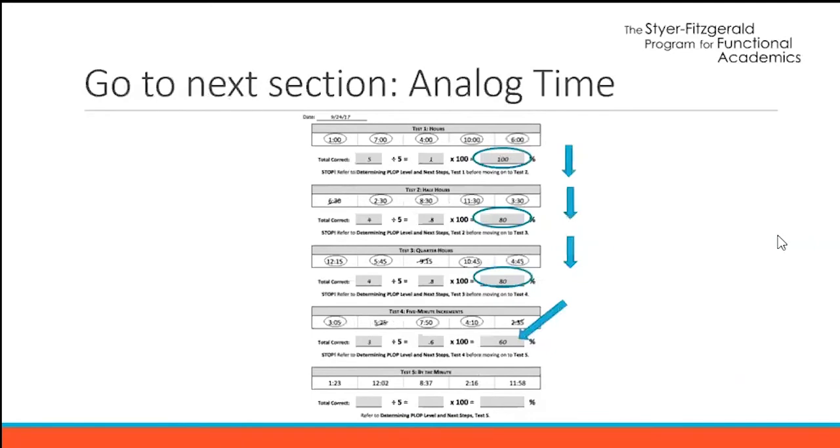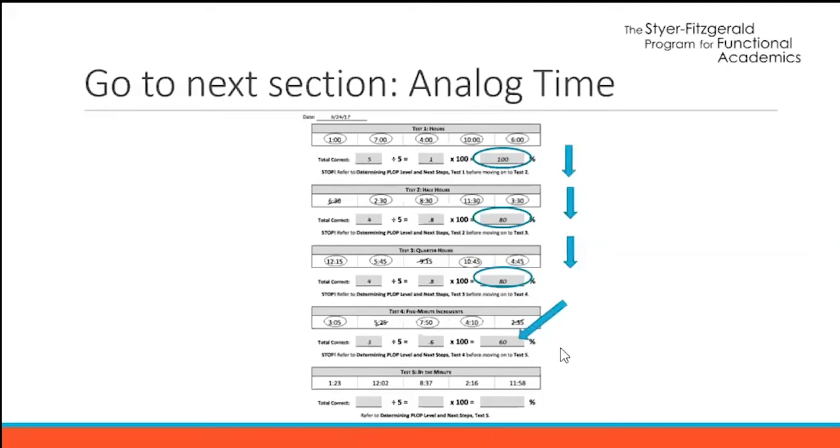So now I'm going to go to the next analog time assessment, and these are pictures of the assessments. The next one they went to was hours, and the student got 100% accuracy. It says if they meet that one, the next area you're going to assess is telling time by the half hours. The student got 80%. Well, 80% meets criteria. So I'm going to assess the next area, which is quarter hours. The student got 80% accuracy. That meets criteria. So now I'm going to assess the next area, which is telling time by 5-minute increments.